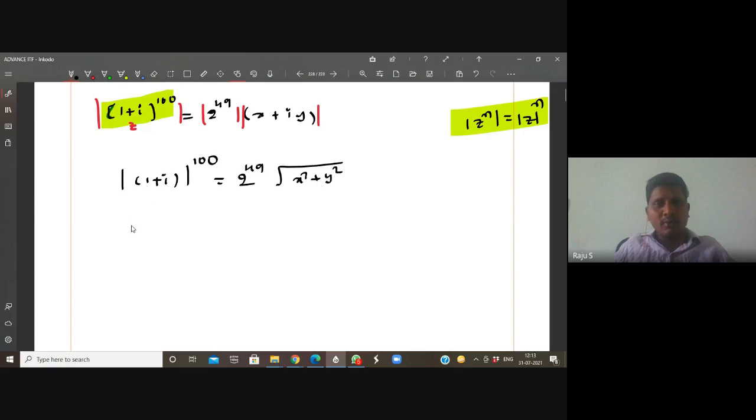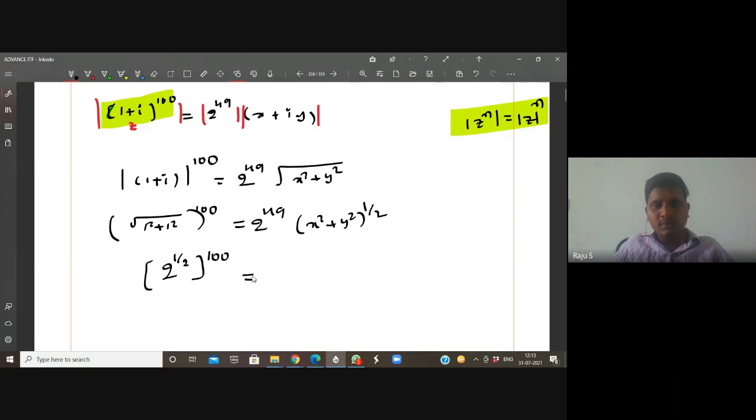So here the modulus of 1 plus iota becomes the square root of 1 square plus 1 square, all to the power of 100. So this is equal to 2 to the power of 49 times x square plus y square all to the power of 1 by 2. Here 1 plus 1 gives root 2. I write root 2 as 2 to the power of 1 by 2, all to the power of 100. This is clearly equal to 2 to the power of 49 times x square plus y square, all to the power of 1 by 2.